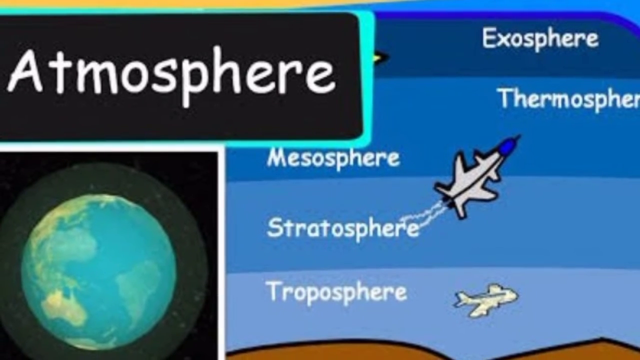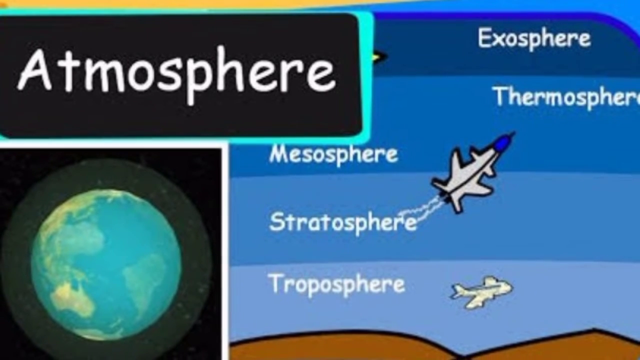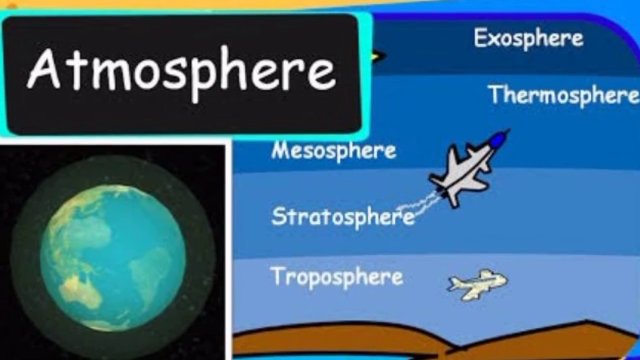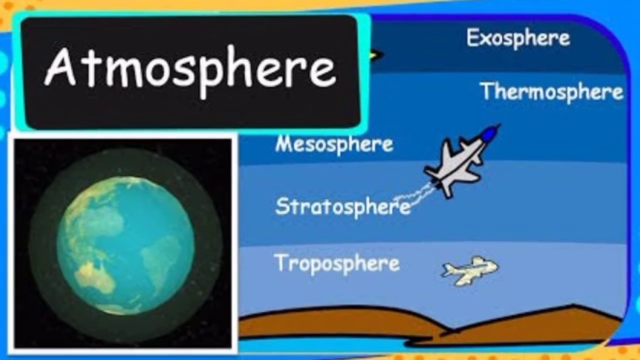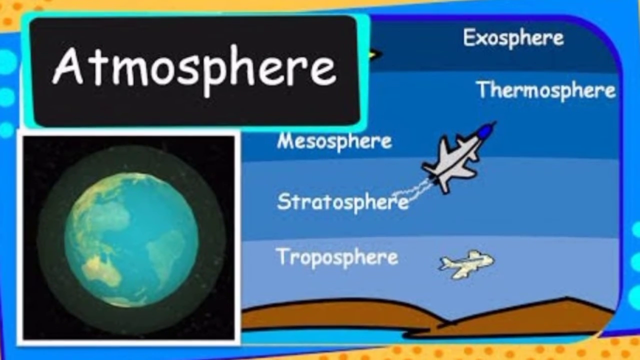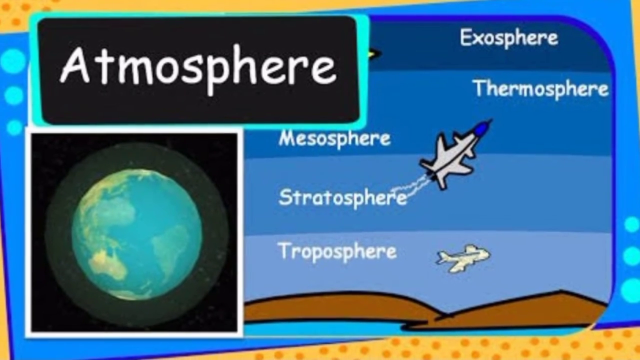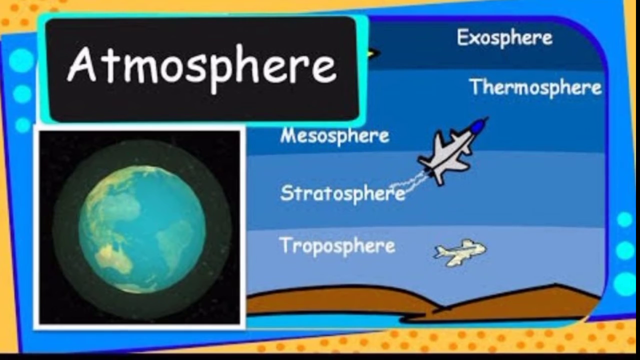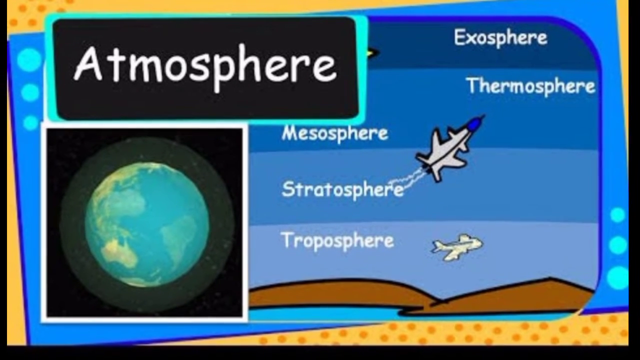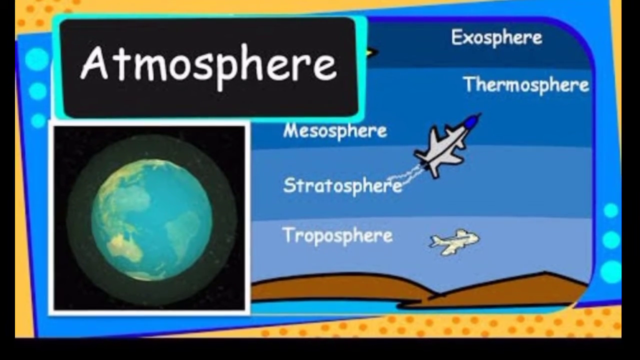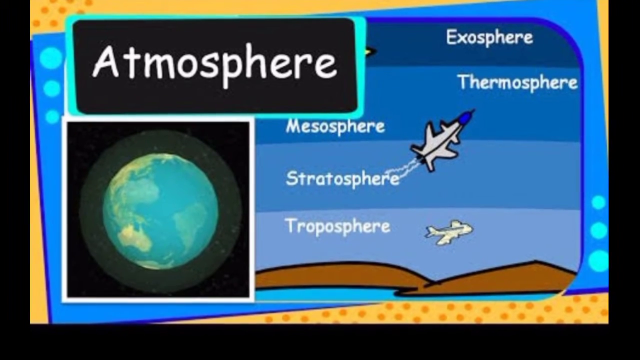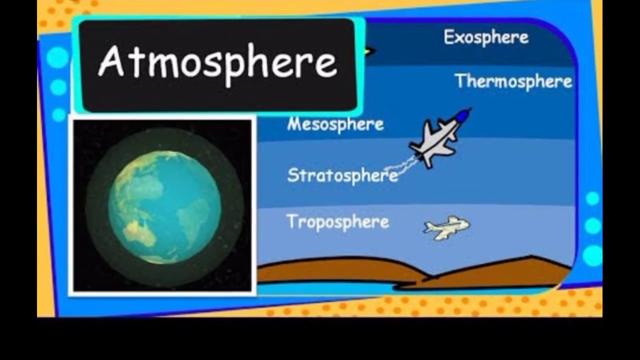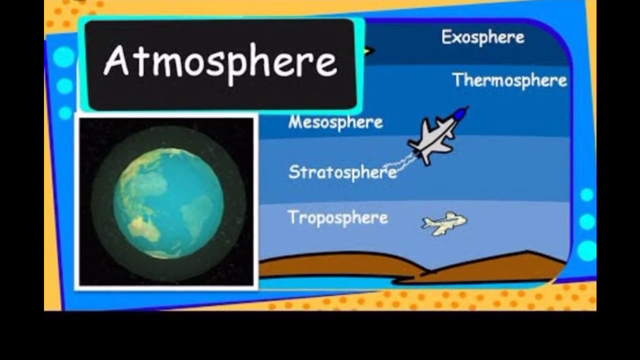Thermosphere. The layer of very rare air above the mesosphere is called the thermosphere. The last one, exosphere. The outermost layer of the atmosphere is called the exosphere. The air here is extremely thin.